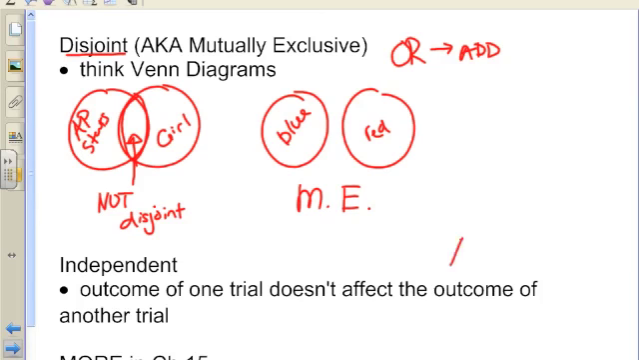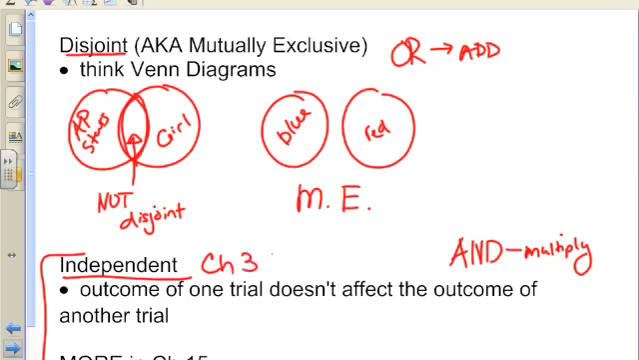All right, our and, meaning multiply, our little rule only works when 2 events are what we call independent. The outcome of one trial doesn't affect another trial. Now, we're going to go a lot more in depth for independent in Chapter 15. But I just want you to kind of plant this idea in your brain now. We did actually see independent when we studied Chapter 3. But we'll come back to this a lot in Chapter 15.